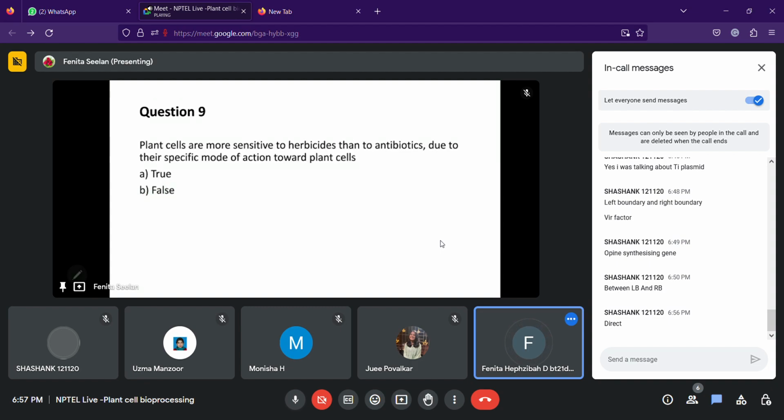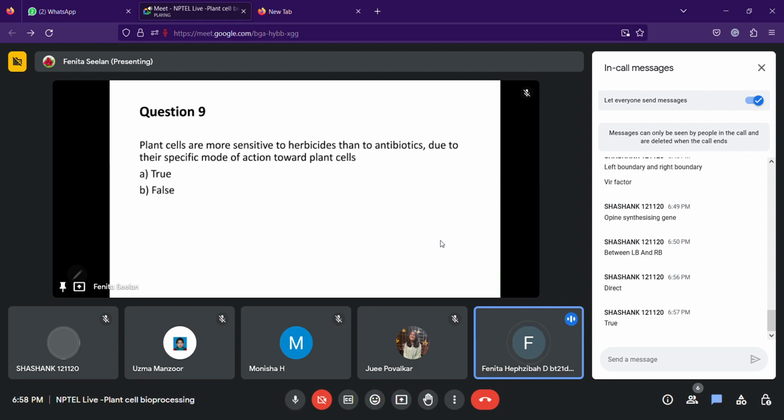So the next question is, plant cells are more sensitive to herbicides than to antibiotics due to their specific mode of action towards plant cells. Is this statement true or false? True, yes, they will be more sensitive to herbicides. So, is it advised to generally do a selection with the help of antibiotic or with herbicide? What do you think will help?